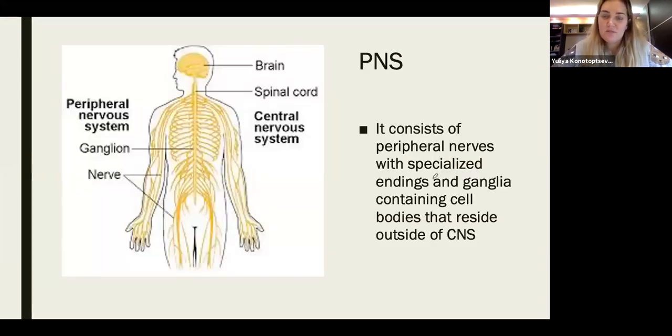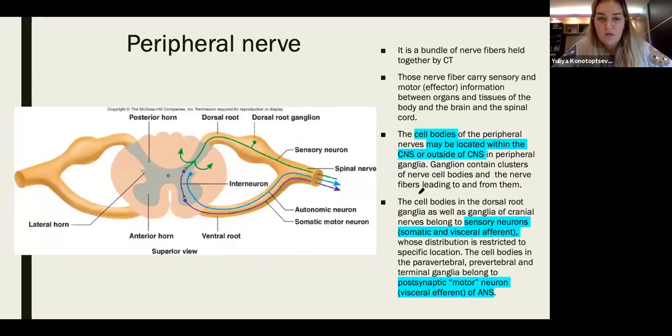Let's talk about the PNS. A bunch of things are related to the PNS. We have a bunch of nerves, ganglions, etc. Let's have a quick overview of what is happening, specifically for the peripheral nervous system. Here you have a spinal nerve. Here you have two roots: the ventral root and the dorsal root. And this is your spinal cord.